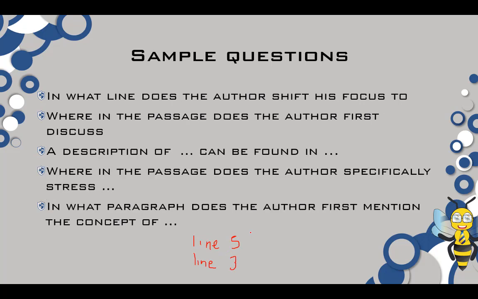Now, how are the questions? Well, the questions are like, in what line does the author shift his focus to something? Where in the passage does the author first discuss something? A description of something can be found in line 7, line 3, etc. Where in the passage does the author specifically stress something? And in what paragraph does the author first mention the concept of something?